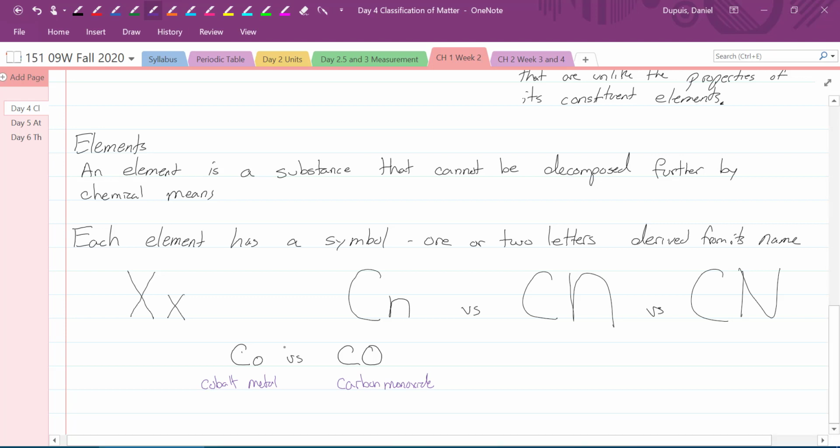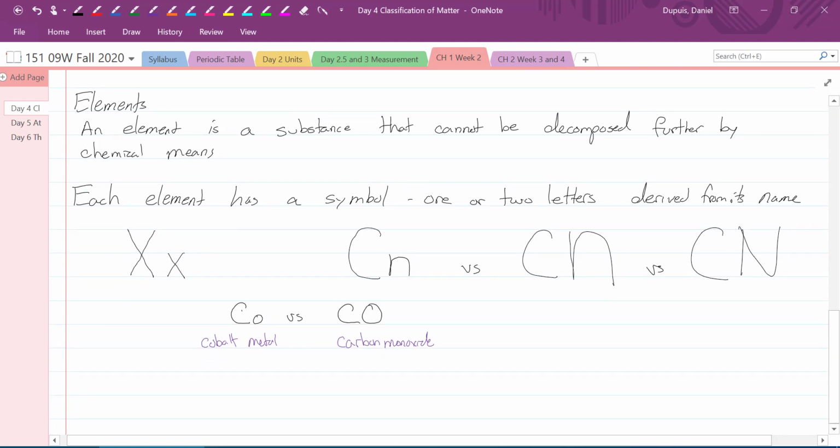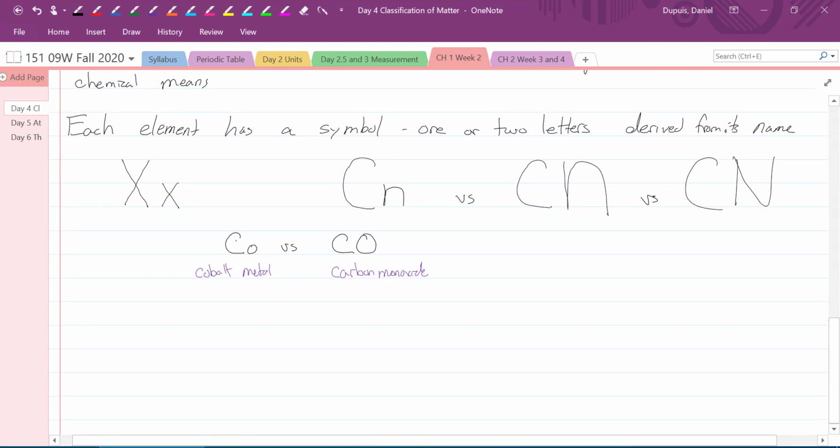Because if you communicate to me that danger, cobalt's present, I might not know why that's dangerous. If you say danger, carbon monoxide could be present, all of a sudden now I know why it's dangerous. All right, and so it's just communication. But you got to be clear on how you communicate.